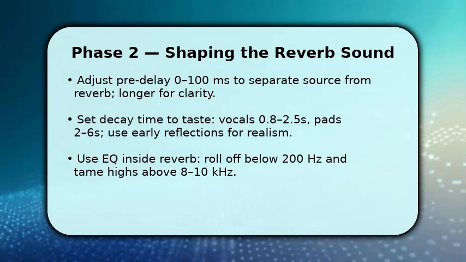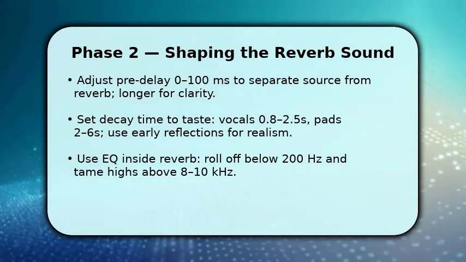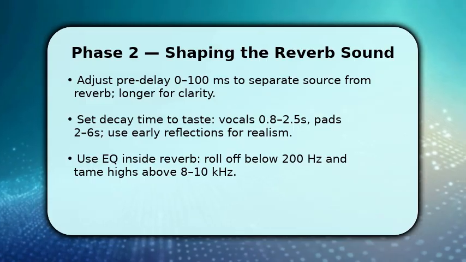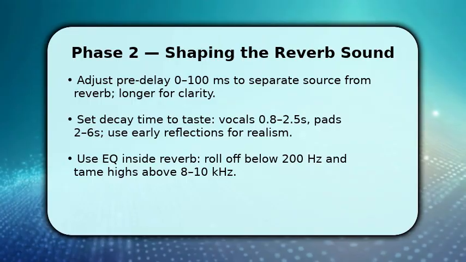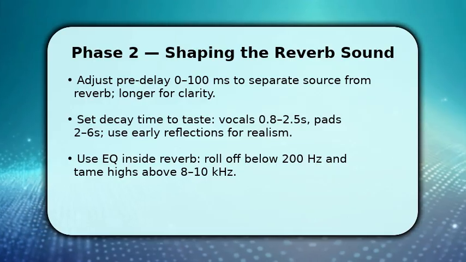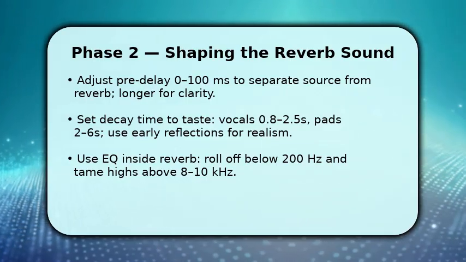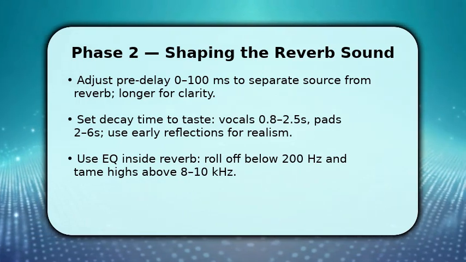Then set decay time, 1 to 2 seconds for most vocals, longer for ambient pads. Once decay feels right, adjust early reflections and diffusion to control perceived room size. Make sure to open the plugin's internal EQ and cut mud under about 200 Hz and a gentle high roll-off above 8 to 10 kHz.